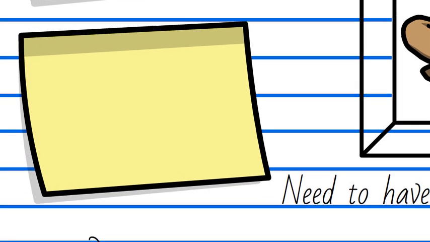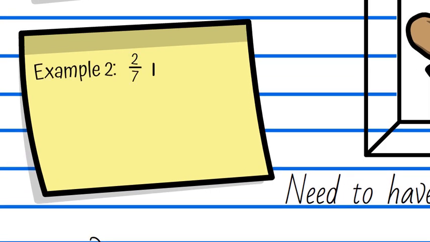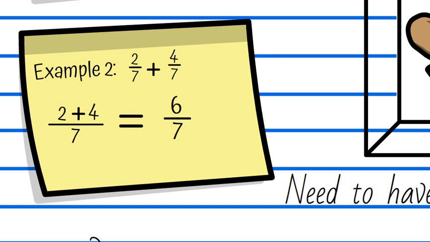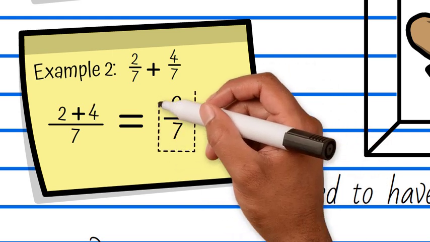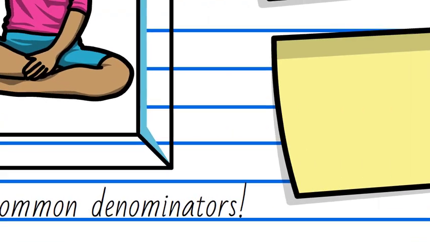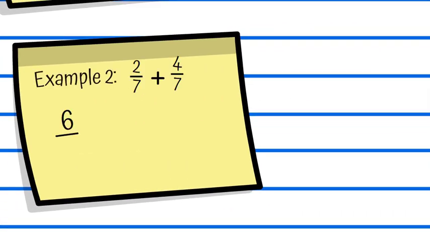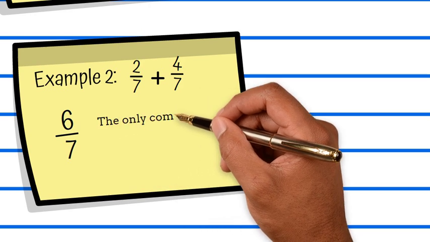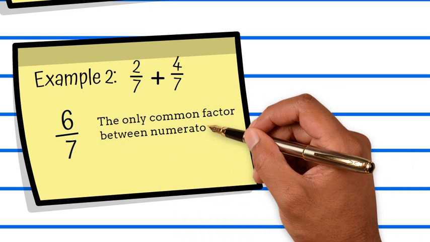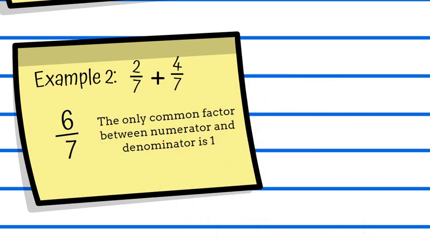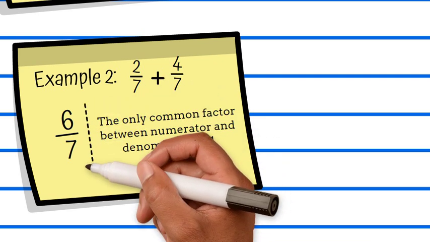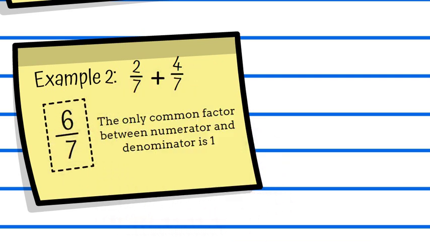For this example, we need to add 2 over 7 and 4 over 7. Since the denominators are equal to each other, we can add the fractions by adding the numerators together. 2 plus 4 is equal to 6. Therefore, the answer is 6/7. This fraction is already in its simplest form, since the only common factor between the numerator and denominator is 1. Therefore, the final answer of 2 over 7 plus 4 over 7 is 6/7.